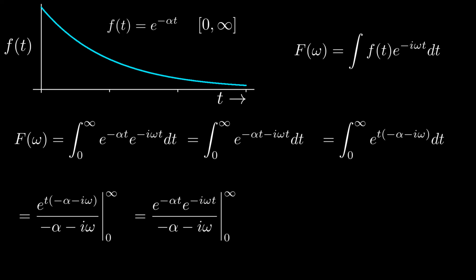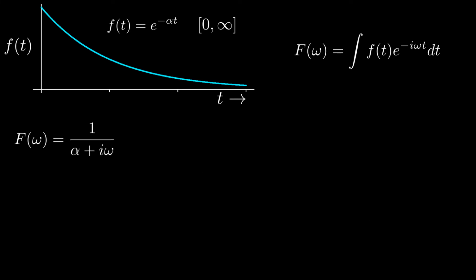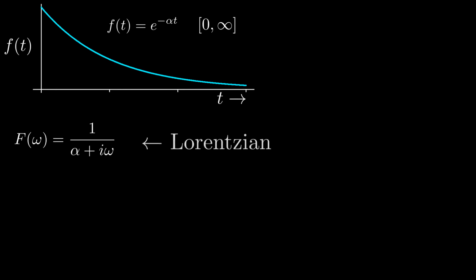I'll redistribute the t and separate the exponentials here. This makes it easy to see that plugging in infinity will reduce the numerator to 0, thanks to the e to the minus alpha t term. And plugging in 0 for t, we see that the exponentials reduce to 1. So we have 0 minus 1 over minus alpha minus i omega. Distribute the minus sign and we have the solution that the Fourier transform of the decaying exponential is 1 over alpha plus i omega. This is the complex form of what's known as the Lorentzian distribution.